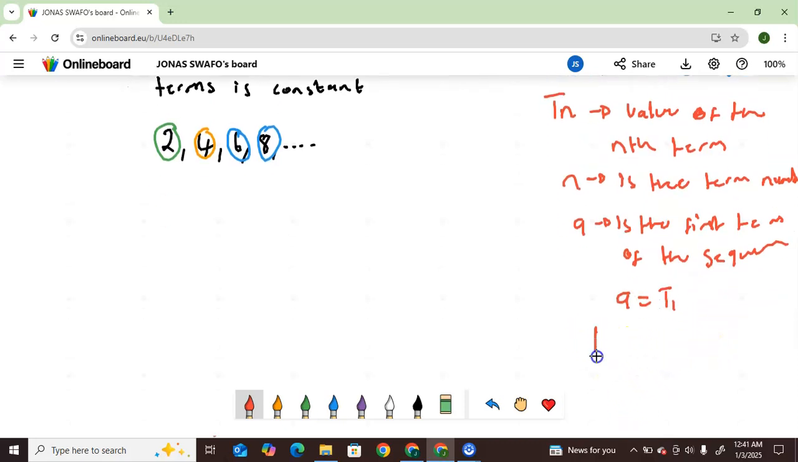Last but not least, we have the D. What is D? D is the common difference.